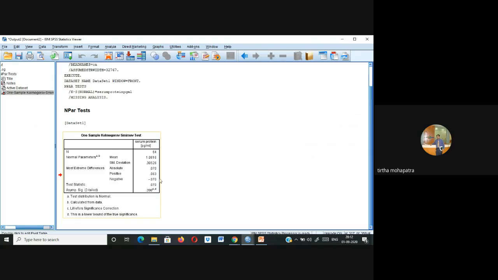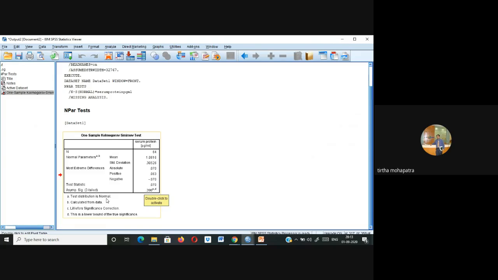So on the basis of this, you will write that since P is greater than alpha, we accept the null hypothesis, meaning we are not rejecting the null hypothesis. So the test distribution is normal. Or simply you can write, if the P value is more than 0.05, the test distribution tends to be normal.